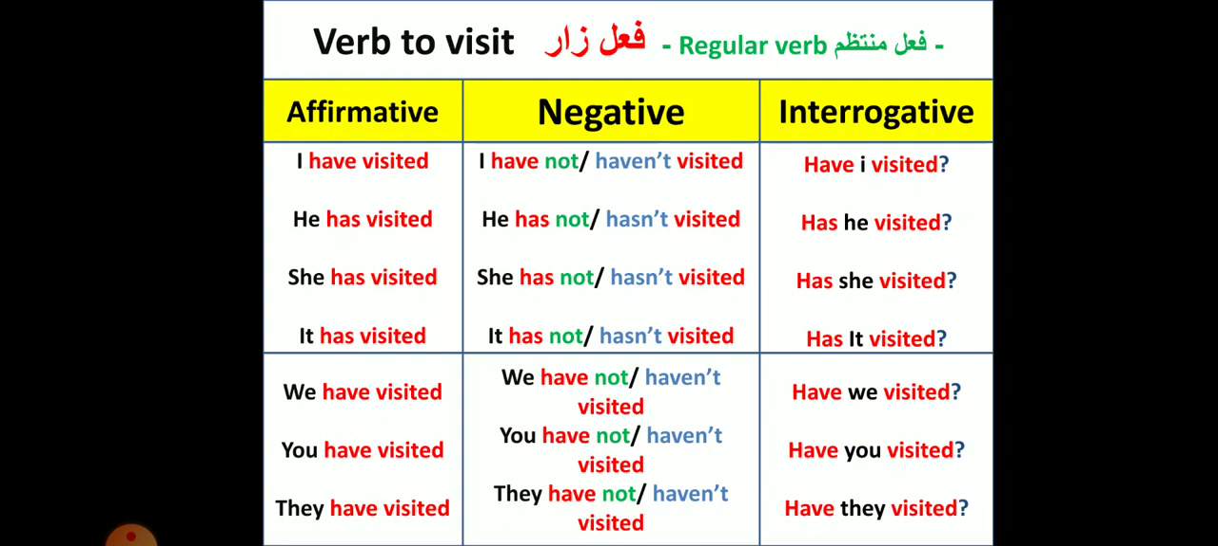For the interrogative form: have I visited? Has he visited? Has she visited? Has it visited? Have we visited? Have you visited? Have they visited? Here we changed the order between the auxiliary and the subject. Okay.